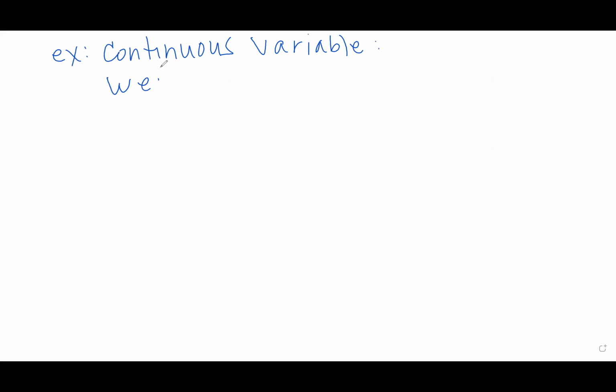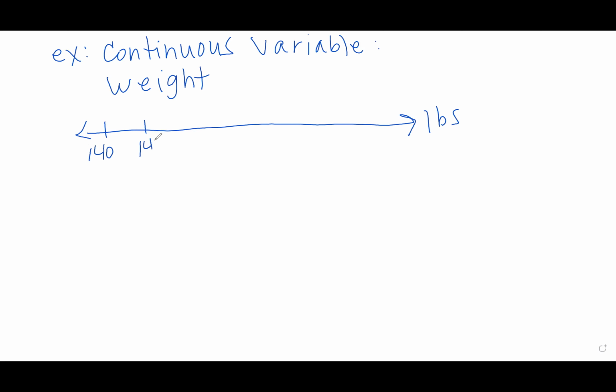So weight is an example of a continuous variable. Weight is numeric, right? But it also happens to be continuous. Now, here's the reason. Let's imagine a number line. Let's say this is a number line and it's weight. So let's say this is in pounds, and let's say we have 140 pounds, 141 pounds, 142 pounds, 143 pounds, and so on and so forth.